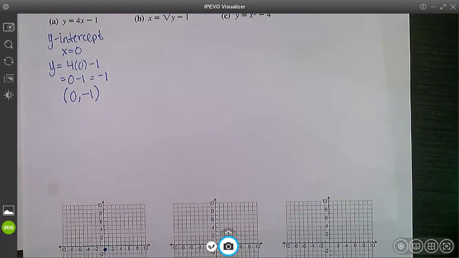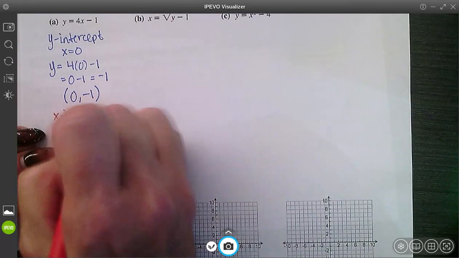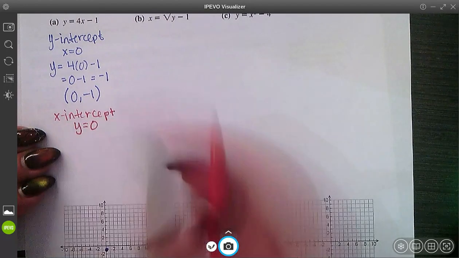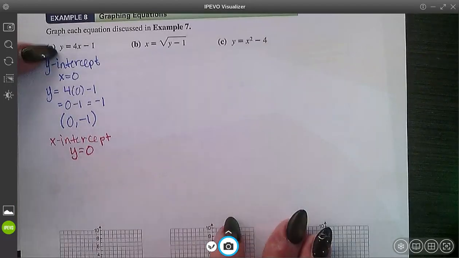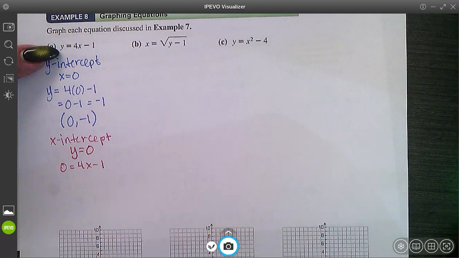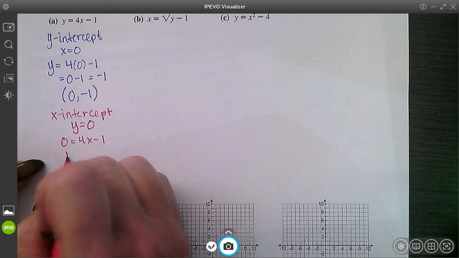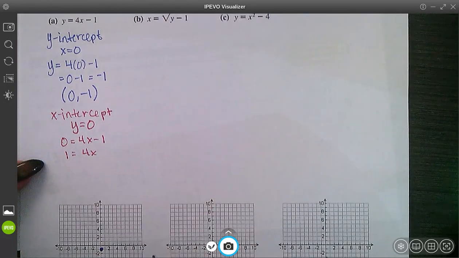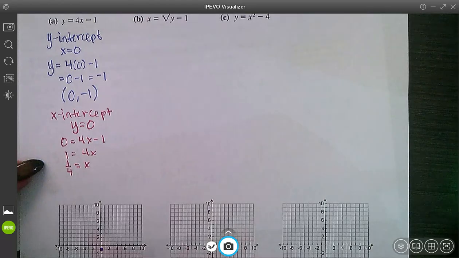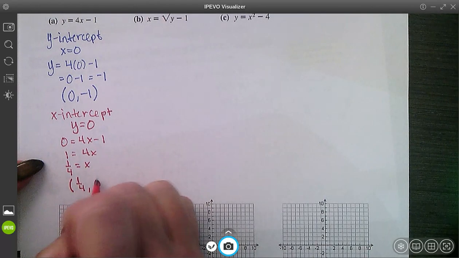Then I'm going to find the x-intercept. To find the x-intercept, I put in 0 for y. So I'm going to put 0 equals 4x minus 1. Add that 1 over to both sides, so I get 1 equals 4x. Divide both sides by 4, so x is 1/4. So the x-intercept is going to be at the ordered pair (1/4, 0).